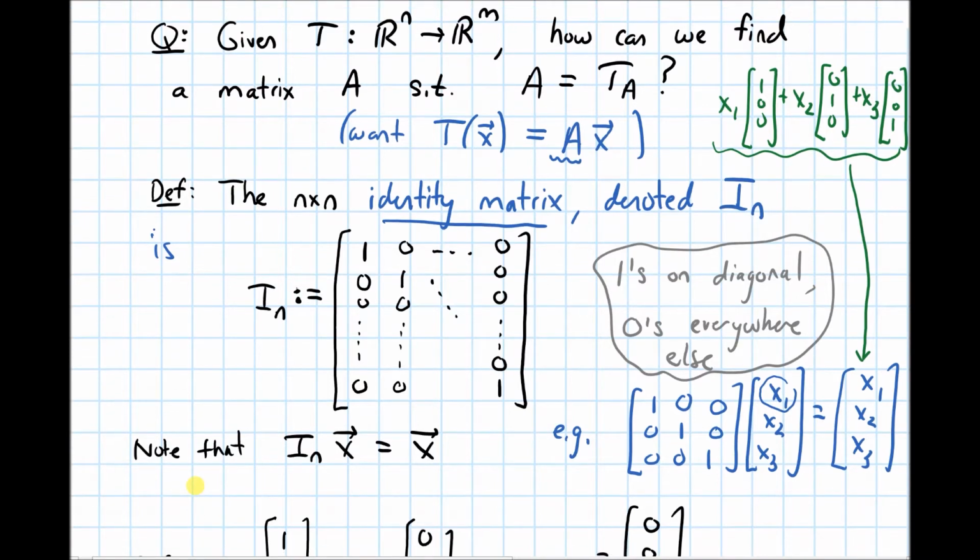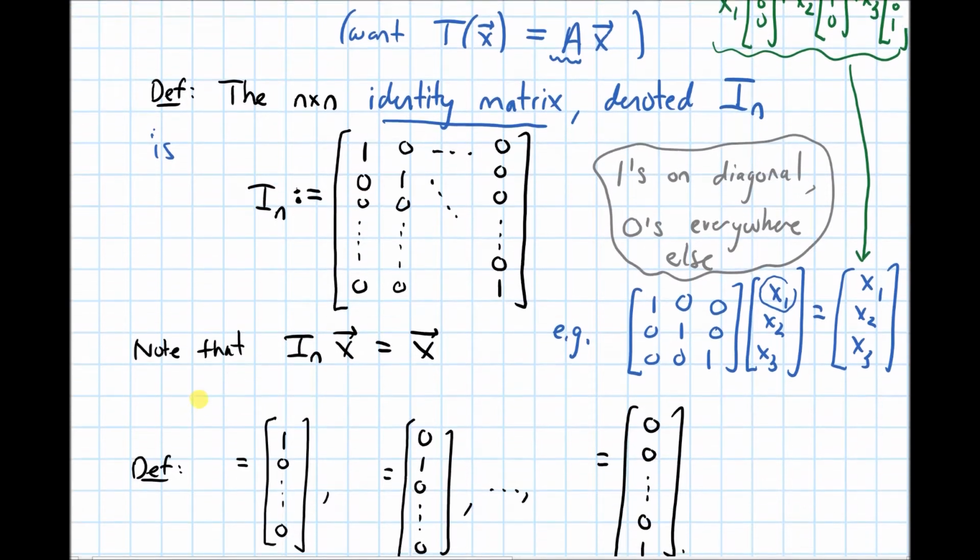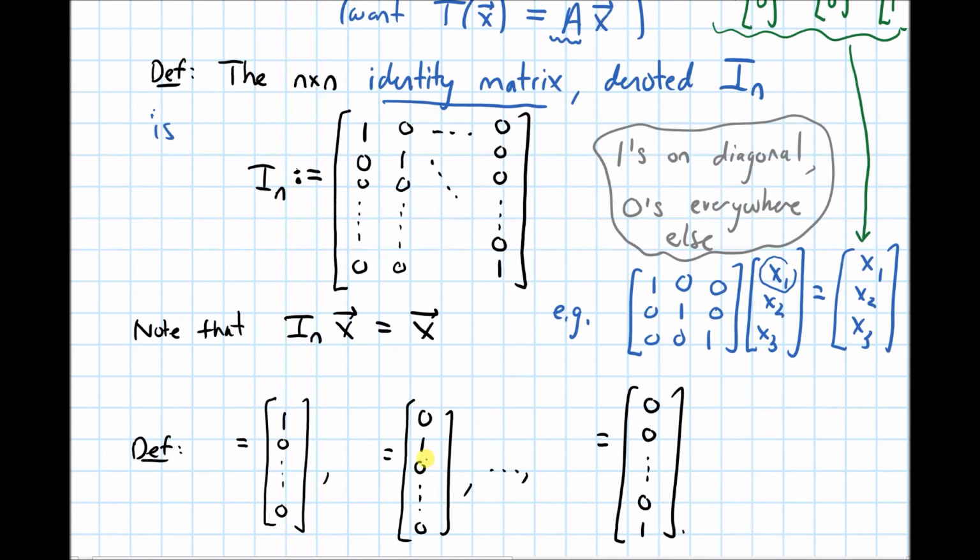Okay, next I want to give another definition. The columns of this identity matrix are special. They show up all the time, so we have a special way to label them. The first column we call e1. The second column we call e2. The last column we call e sub n. We're going to see these labels a lot in this class, and this is the first time we're being introduced to them.